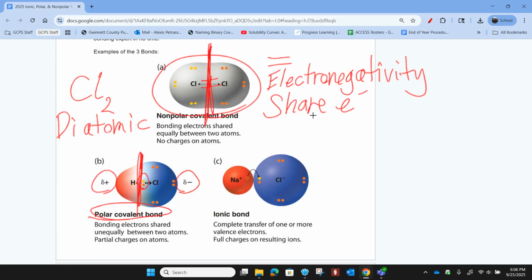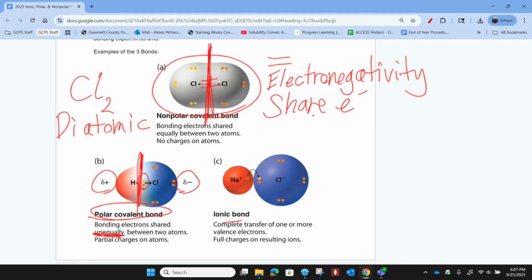So that's polar covalent. Bonding electrons shared unequally, so that's unequal sharing between 2 atoms, partial charges on atoms. So like I said, chlorine has more electronegativity, gets those electrons a little bit more towards it. You could think of trying to share ice cream with someone and you're both holding on to it, but one person's getting to eat more ice cream than you are.